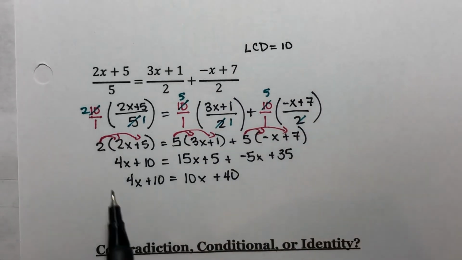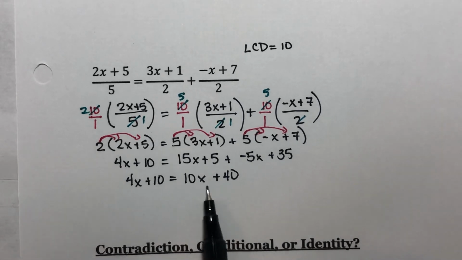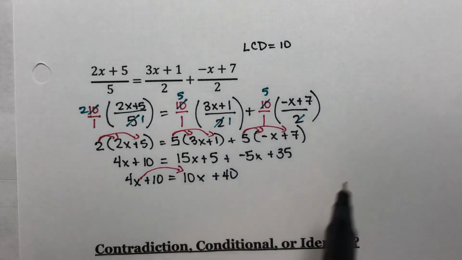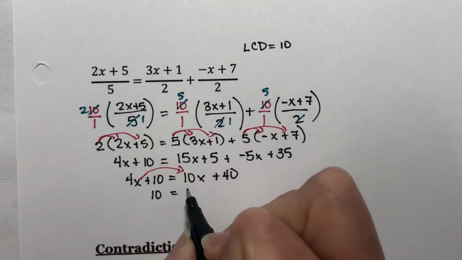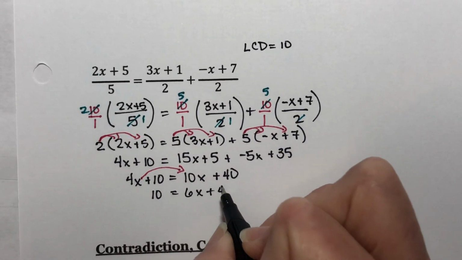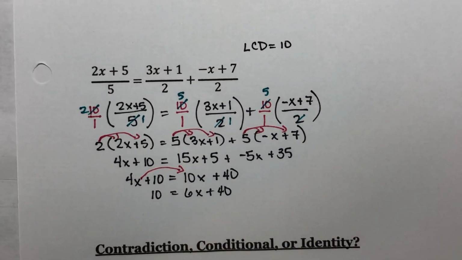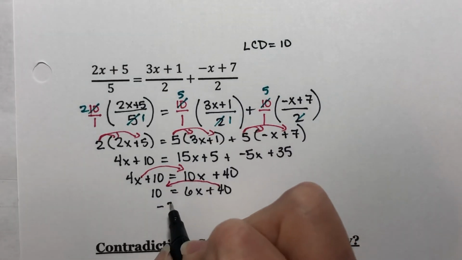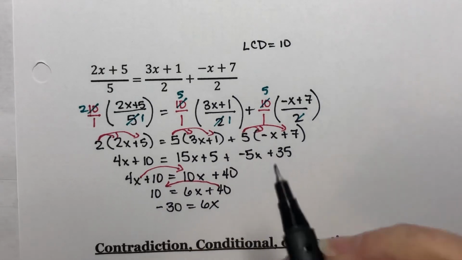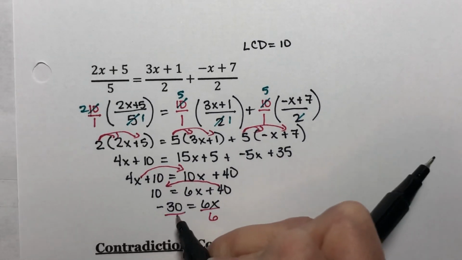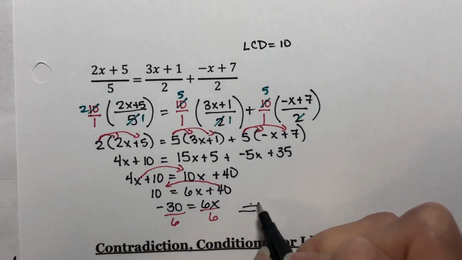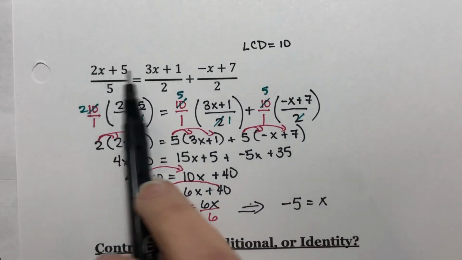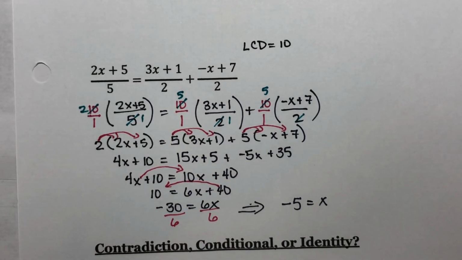Okay, so now I need to move the 4x or the 10x. I'm choosing to move the 4x over to here. So I subtract 4x from both sides. I get 10 is equal to 6x plus 40. Now let's subtract 40 from both sides. That gives me negative 30 is equal to 6x. Divide both sides by a 6. And I ran out of room here, but that gives me negative 5 is equal to x. I can take negative 5, plug it in up here, do the arithmetic, and it should check out.